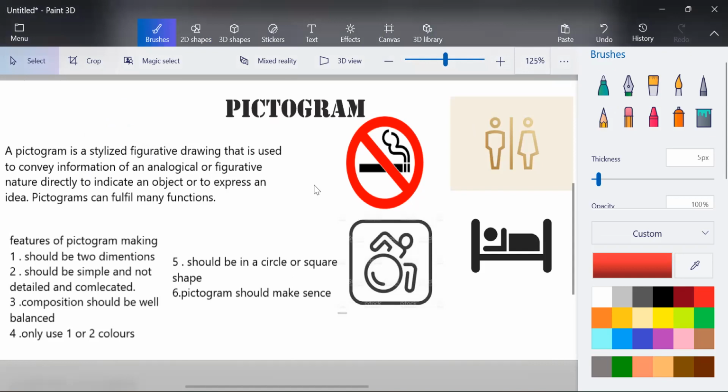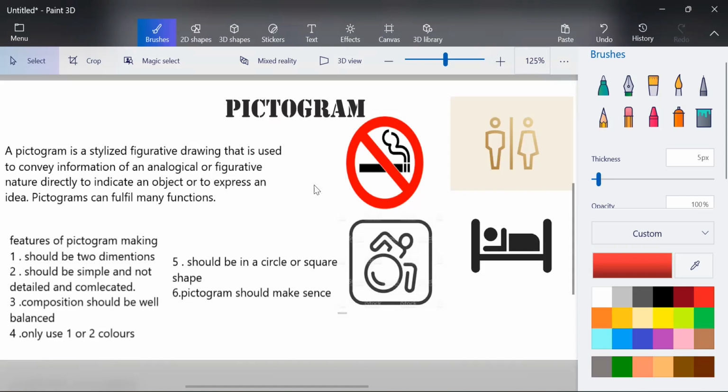So what is it? It is a representation of an idea to be conveyed. If I want to tell you no spoken, this is an idea, this is a rule. So how do I show it to you without really writing it down, in the form of drawings, making them very simple and easy to understand? Okay, so this is what pictogram really means: to directly indicate an object or to express an idea.